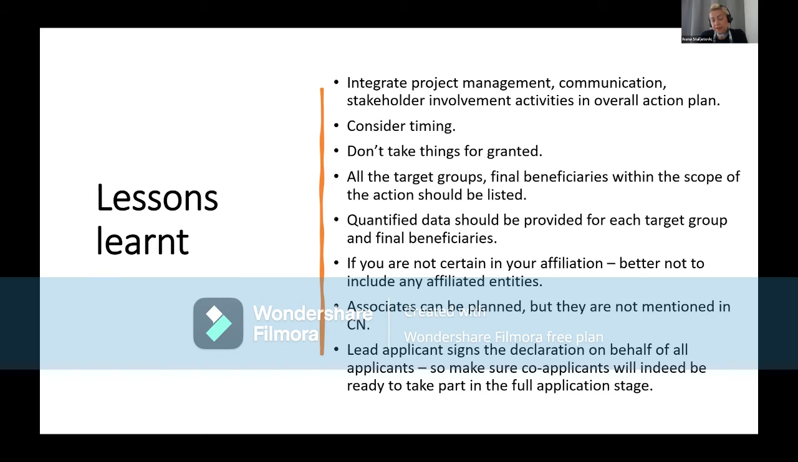You as a lead applicant, if you have partners, will sign the declaration on behalf of all the applicants. So if you have co-applicants, which is not obligatory, you should make sure that they will indeed be ready to take part in the full application stage as well.